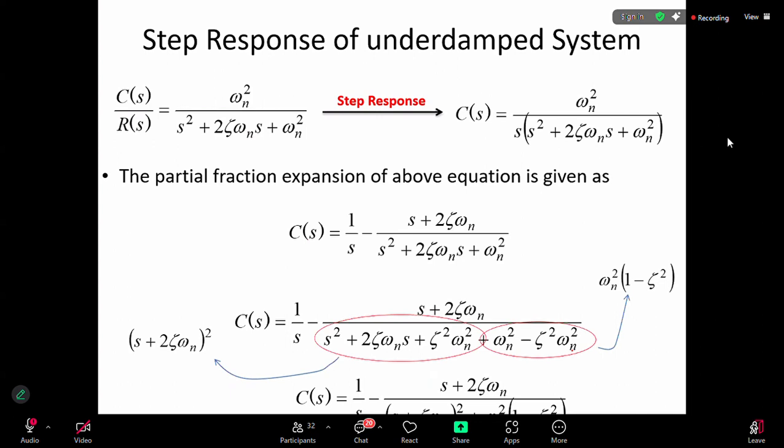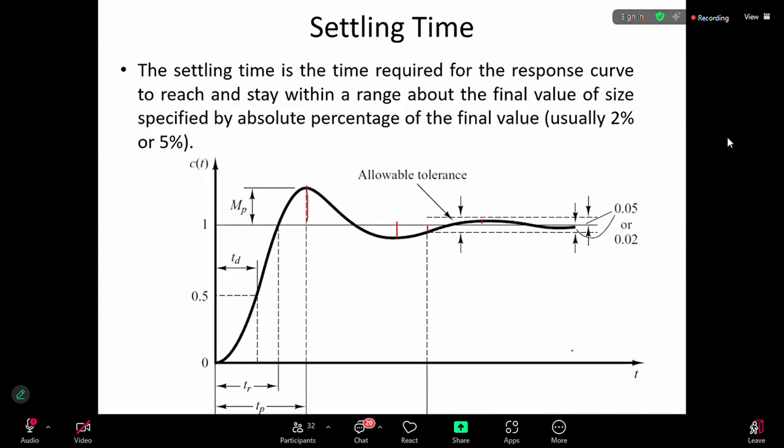Now we talk about the response of a typical... Sir, I'm sorry. Can you just repeat about the settling time concept, sir? I could not follow it properly.